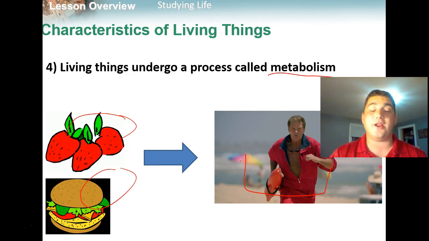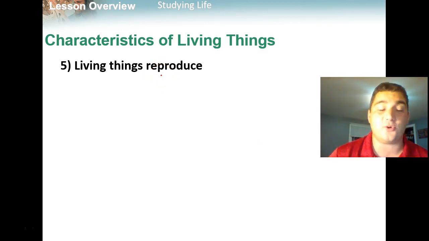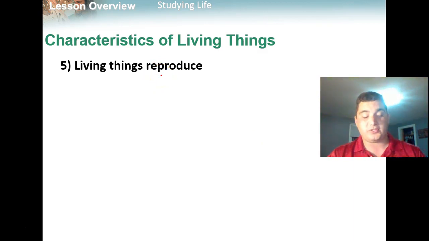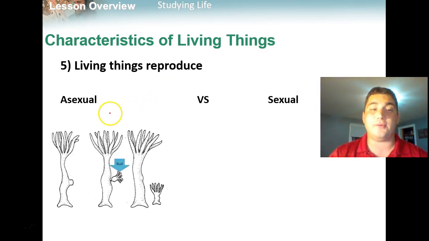Okay, metabolism, breaking down energy and using it in daily activities. The fifth characteristic of living things is that living things reproduce. Living things will create copies of themselves, create offspring to spread on their genetic code. And we have two types of reproduction.